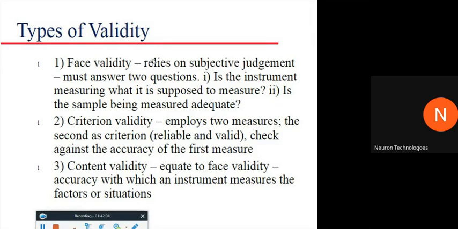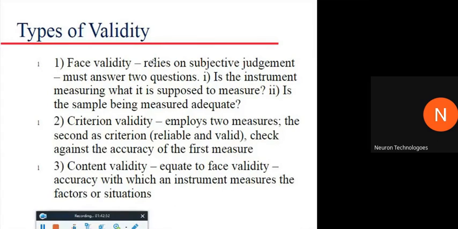Criterion validity is the second one: reliable and valid, and a check against the accuracy of the first measure. So which one will be the good one? You have to set criteria. If a person is getting a 100% score, you will say he is the topper. On the other hand, if the second boy is one number below 100%, you will say he is the second. So you have to set some criteria. If a person is jumping 7 feet high and the other person is jumping 5 feet high, obviously the one at 7 feet is the high jumper. Likewise we can set criteria, and in this way we can find the skill and the level as well.